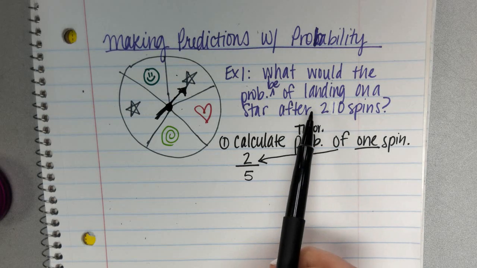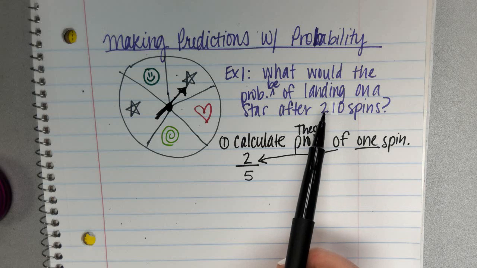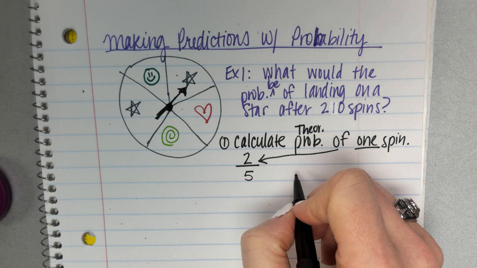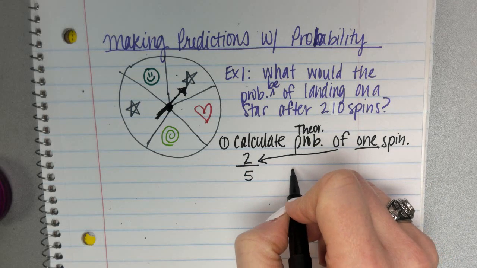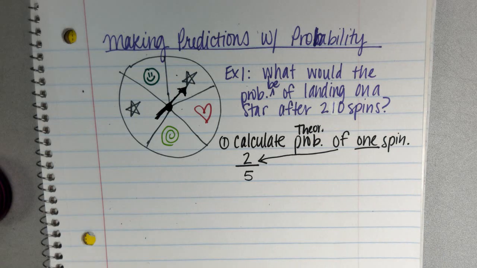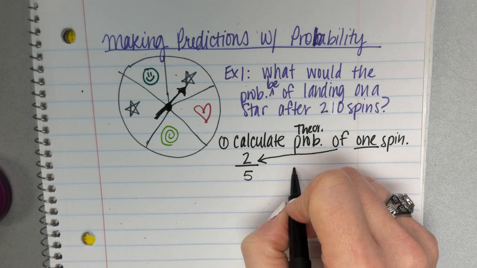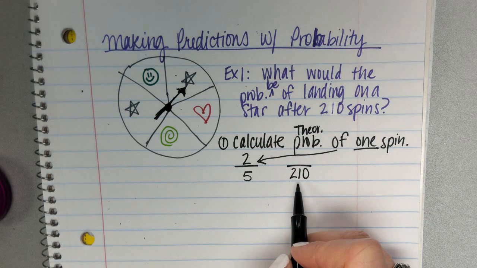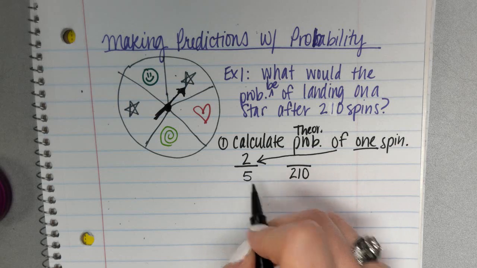Now, the question says, what would the probability be of landing on the star after 210 spins? So 210 spins, okay? Well, if we have a 2/5 probability after 1 spin, then we can figure out what that would be out of 210 spins by making another proportion. And we're going to put the number of spins on the bottom, okay? So now we can cross multiply and then divide.